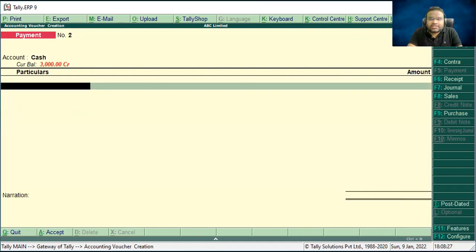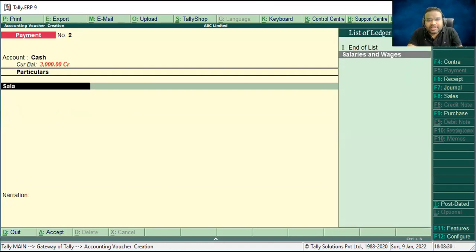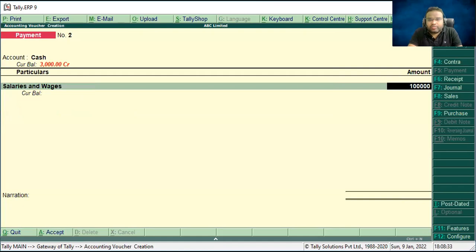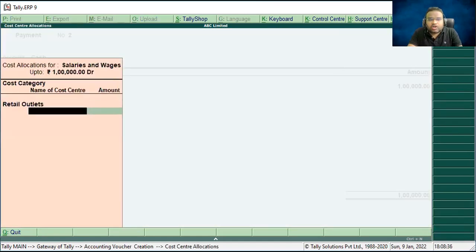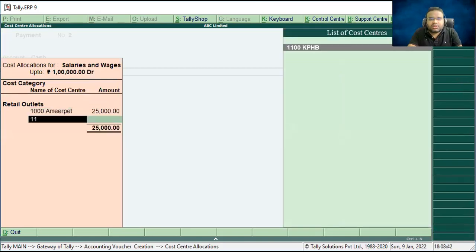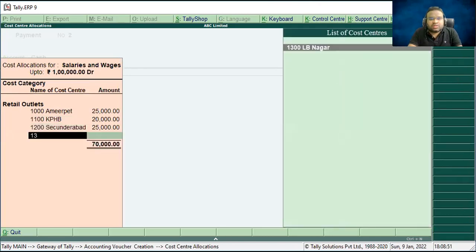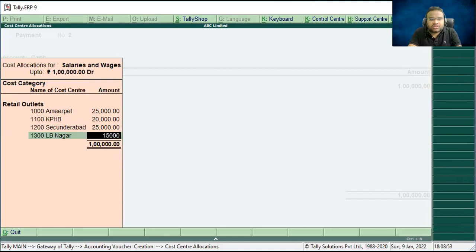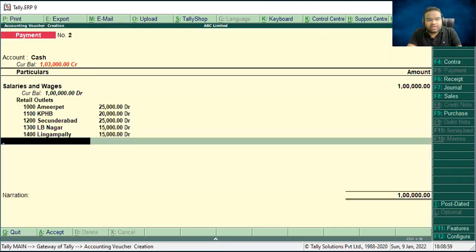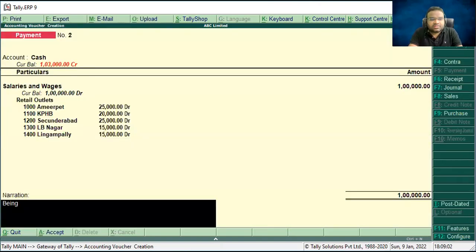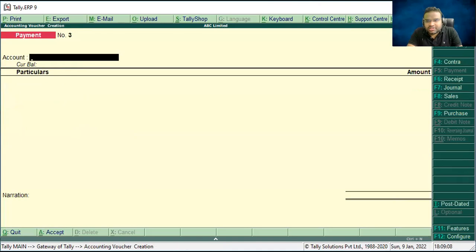Second one, let us take a few entries, then you can understand it. You have paid salaries, total some 1 lakh rupees. Now, what is the cost center, sir? Amirpet, I paid 25,000. KPHB, I paid some 20,000. Secunderabad, I paid some 25,000. LB Nagar, I paid some 15,000. Lingampalli, I have paid some 15,000. So that is the total amount I have paid. Narration being salaries paid. Okay. You have posted this entry.